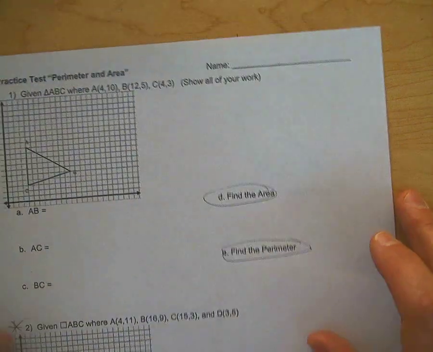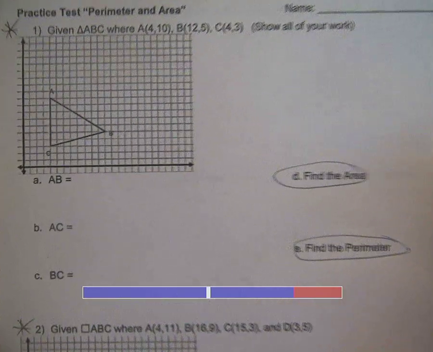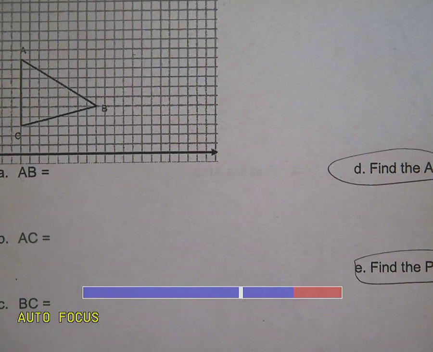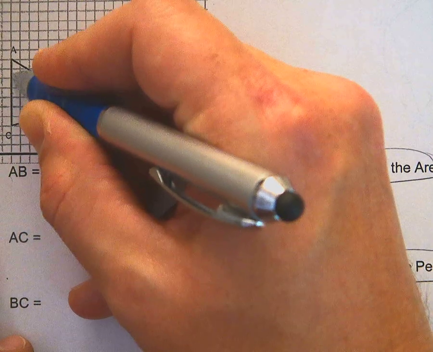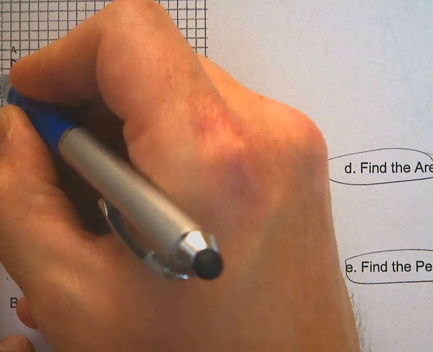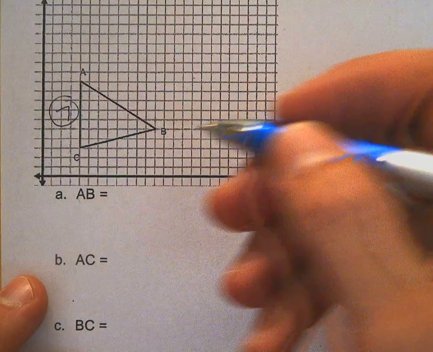All right, now we want to figure out the area and perimeter of this triangle. So first of all, we have to figure out the lengths of the sides, right? Well, if I count right here, this is 1, 2, 3, 4, 5, 6, 7. You don't have that paper, but you can graph this on graph paper. Just pause it, graph this, okay?